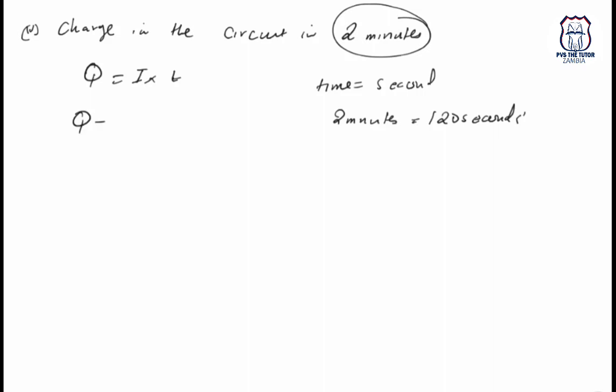So therefore charge is equal to total current, which is 2.4 amperes, times time, which is 120. So get a calculator. 2.4 times 120 will give you 288 coulombs. This was a simple revision question. I'll see you in the next video.